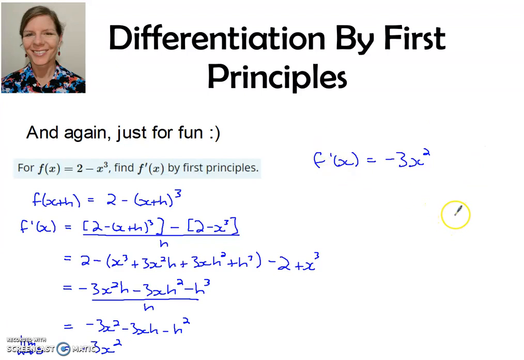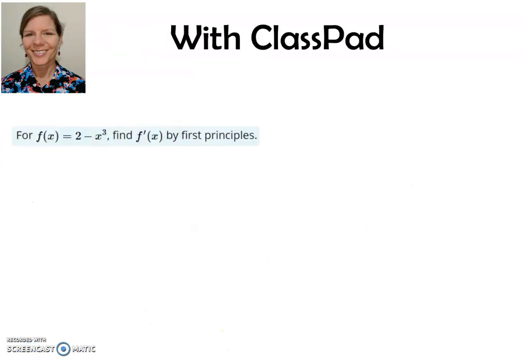Okay, so hopefully what that's done there is shown you where this comes from, but also shown you the power of using the shortcut, of using our bring the power down, reduce it by 1, rather than having to differentiate by first principles all the time. So now let's look and see how we can do it even more simply with ClassPad. Okay, so there's a number of ways you can do this.